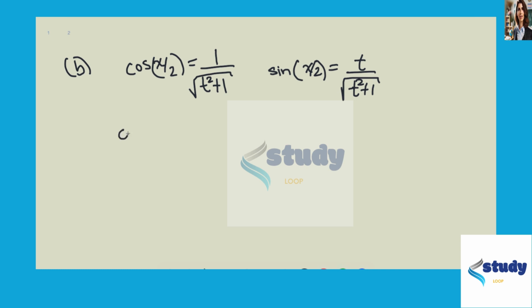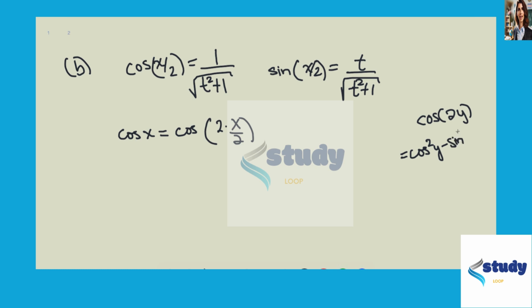Now, for example, if you want to find cosine of x, you could write this as cosine of 2 times x over 2. And then you could use your double angle formula for cosine. So cosine of 2y, for example, is cosine squared y minus sine squared y. Here we're using this formula, but with y equals x over 2. So this becomes cosine squared of x over 2 minus sine squared x over 2.